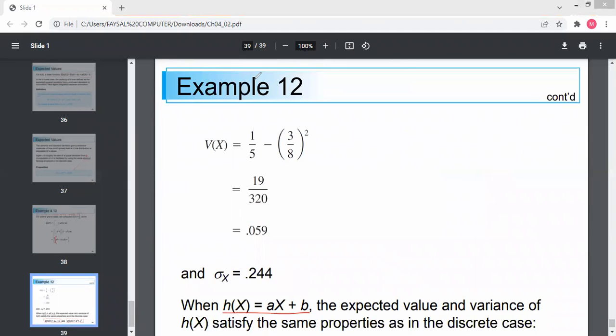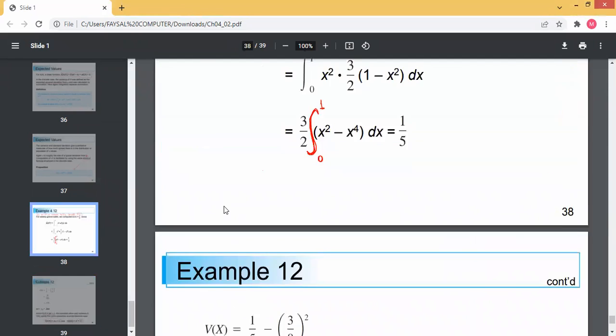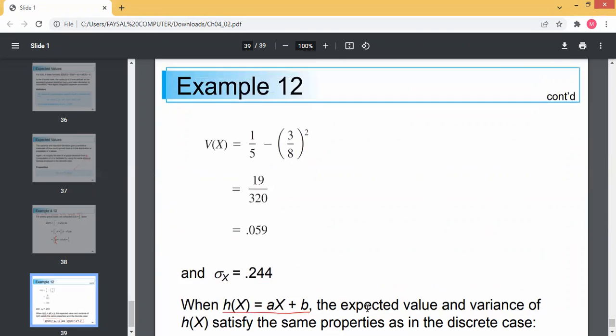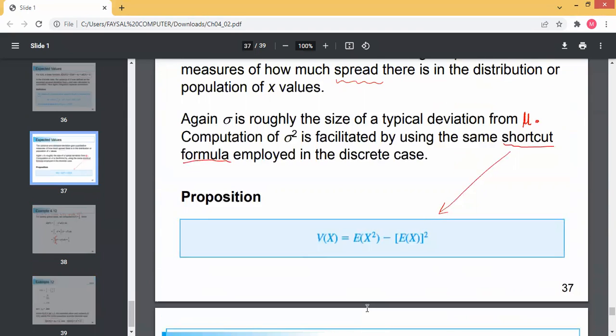Now the sigma of X is 0.244. Where h(X) is aX plus b. If I represent with respect to E(h(X)) and V(h(X)), E will be written as a mu plus b, and V will be a square into sigma square. So the sigma square value will be this one. Then putting in the values, we can find these two respectively. So this is the way we can find the value of V(X).